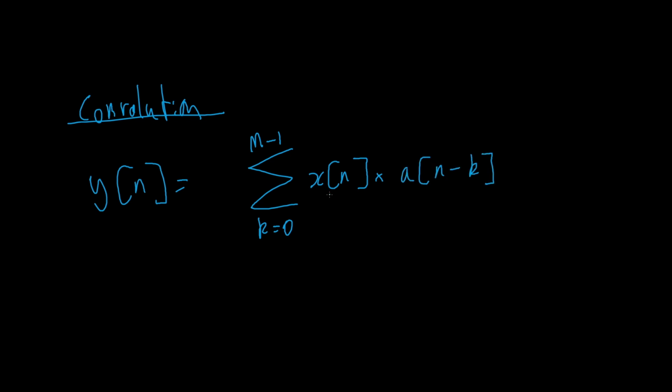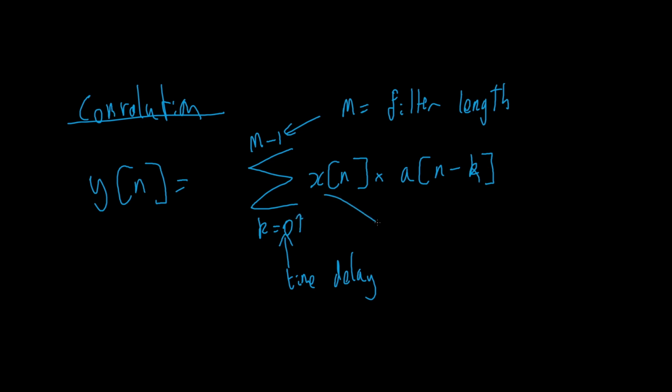So let's decode what this means. M is the filter order, or filter length. K is the time delay. As we move in time, K will increase. After every iteration of this summation, K will go up. x[n] is the input signal. And finally, a is an array of our filter coefficients.